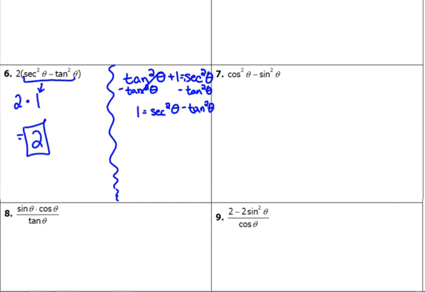Okay, let's look at number 7. Number 7 looks like we may do something similar, but if we look at the Pythagorean identity involving sine squared and cosine squared, sine squared and cosine squared are already on the same side. So there's no way that we're going to turn that expression into cosine squared minus sine squared. So let's see here. What do we need to do instead?